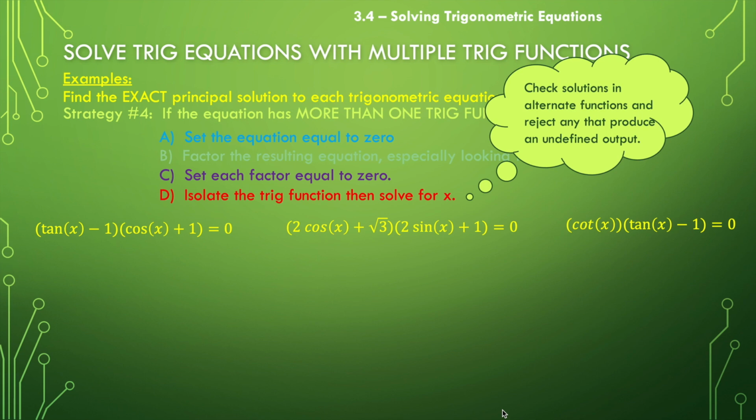While this may not always be the case, when you have functions that have values that are undefined at specific places, those are the ones we want to especially watch for. So anytime you've got a tangent, a cotangent, a secant, or a cosecant, you're going to definitely check the values that come from the alternate function and check them within those functions to make sure you're not getting something that's undefined. And we'll see how that works in a little bit.